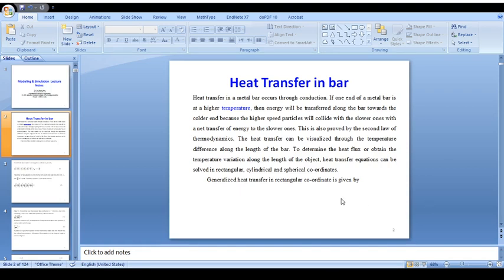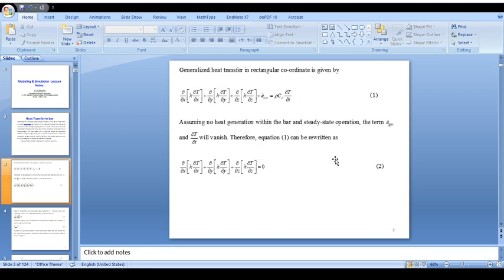So good morning. Today I am here to explain heat transfer in a bar, a totally conduction problem. A bar can be subjected to various types of boundary conditions, meaning temperature boundary conditions, flux boundary conditions, or a combination of the two. This can be solved by MATLAB. The generalized heat transfer in rectangular coordinates is given by this equation.